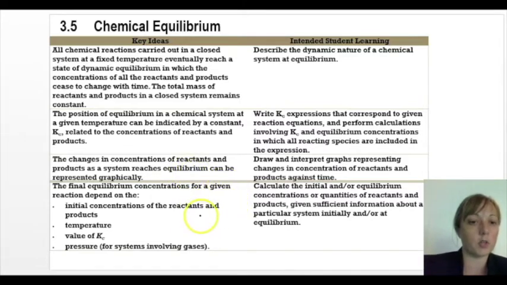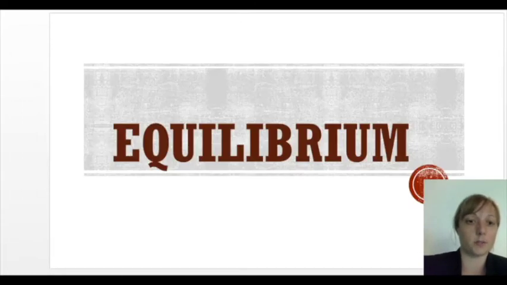And finally, we need to be able to talk about or calculate initial concentrations of reactants or final concentrations at equilibrium, dependent on the initial concentrations, the temperature, the value of Kc, and we need to be able to talk about the relationship between all of these things and pressure as well. So let's start taking a look.